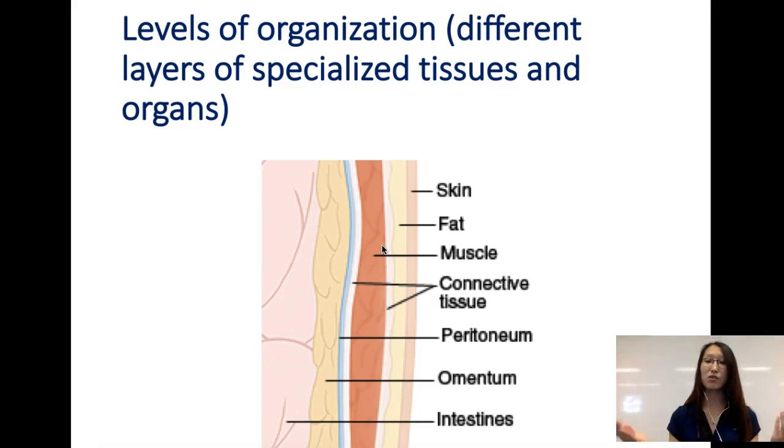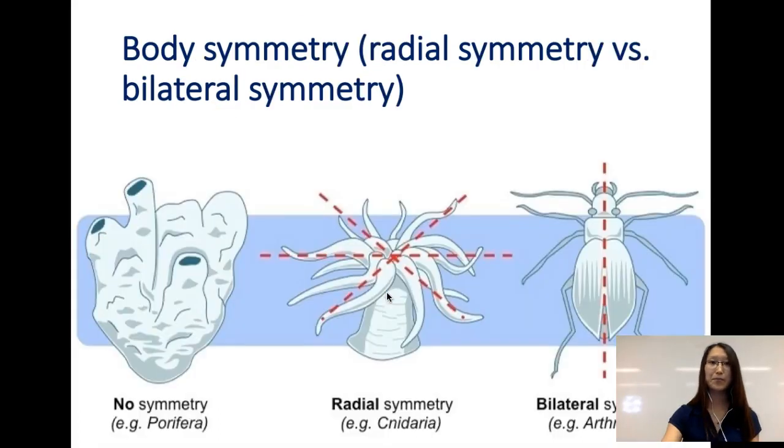When we think about the levels of organization, we think from small to big. We have cells, tissues, organ system, and the organism. So every single one of those lays out and is put together to form an entire organism. So those different layers of tissues, for example, under your skin, you have all these different layers of fat and muscle and connective tissue. All those different layers of organization allow our body to work together.